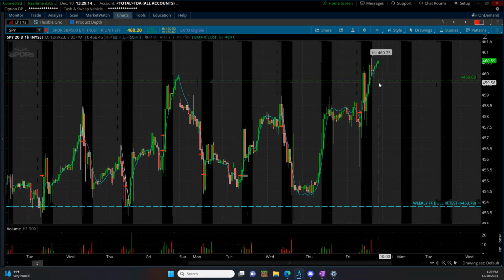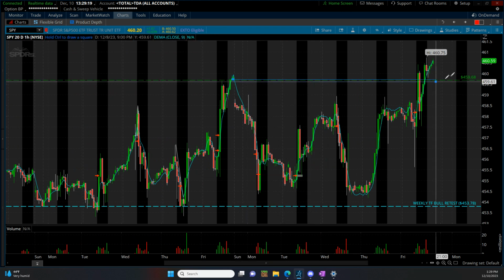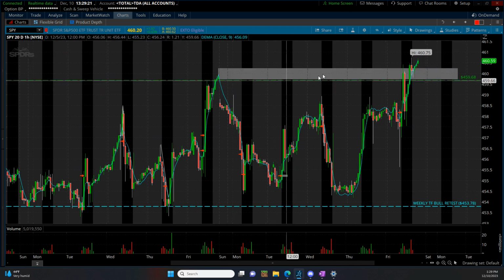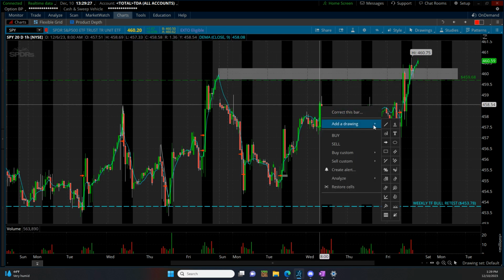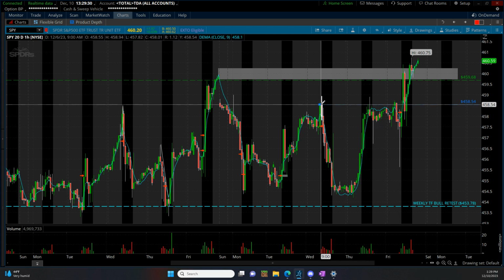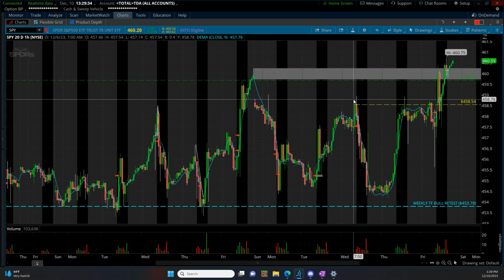If we can hold this right here and maybe get a retest at this level, I'm bullish as all hell. And on the flip side, if we break this level, I want to see a retest down at 45854. Now let's dive into where we're getting at.